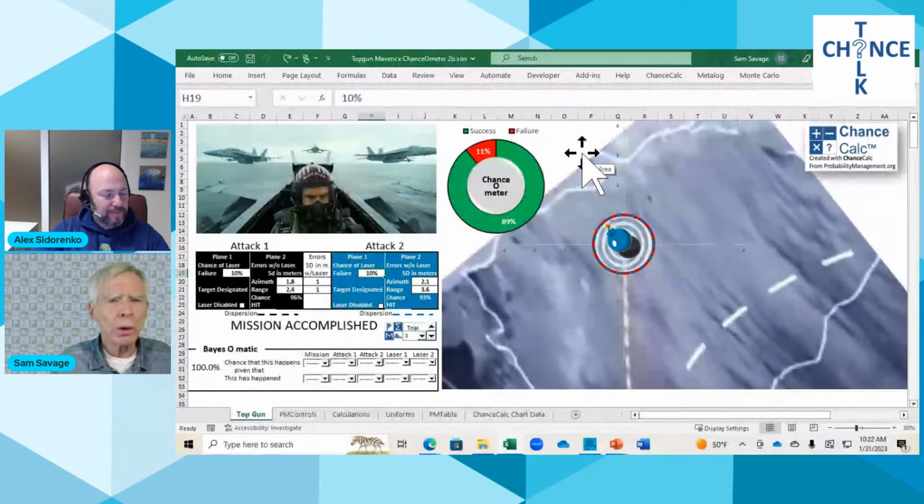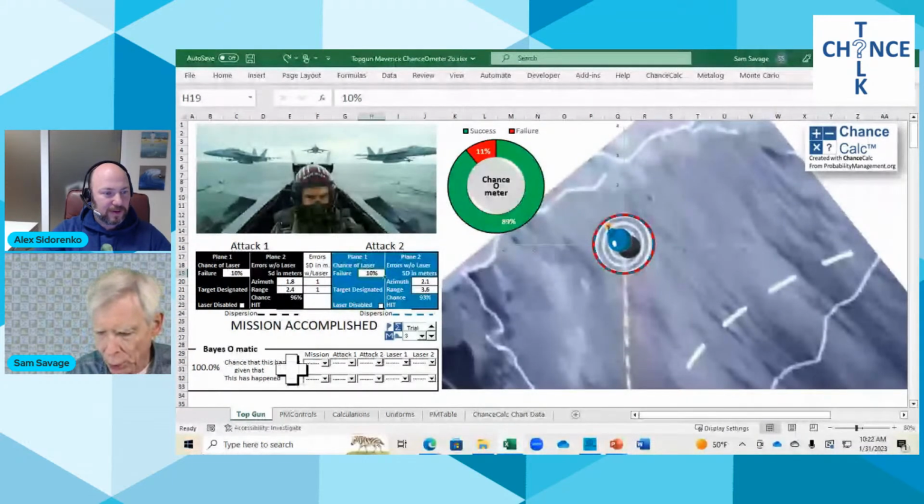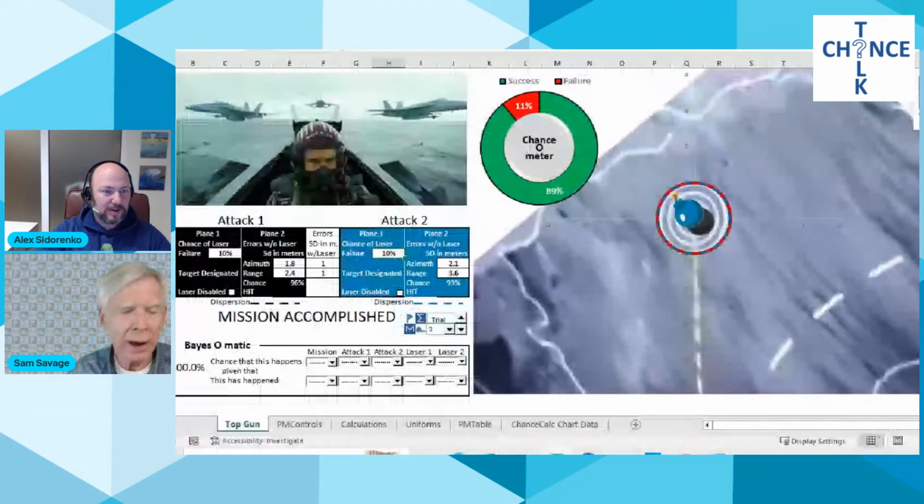The whole situation became more interesting, and then I realized we could do something that applied very broadly in the area of Bayesian analysis in this model. And so now I take you to what I call Bayes-o-matic.